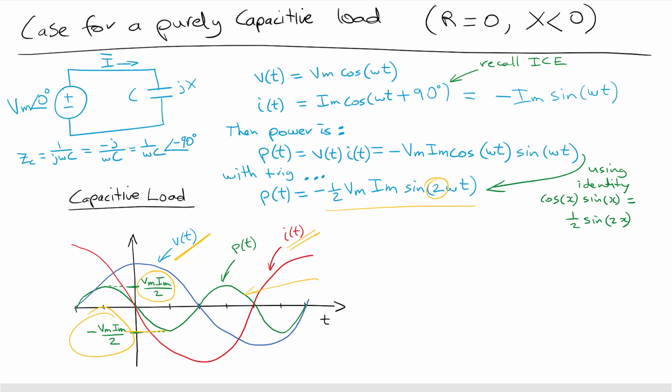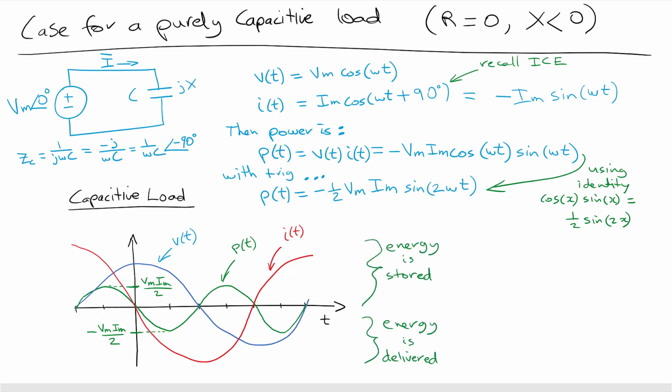And then similarly to the inductor, when power is positive, energy is being stored. It's being stored as an electric field inside the capacitor. So it's not being dissipated as heat like it is in the resistor. And then, when the power is negative, that means energy is being delivered or released back into the circuit, coming from the electric field, which was storing the energy.